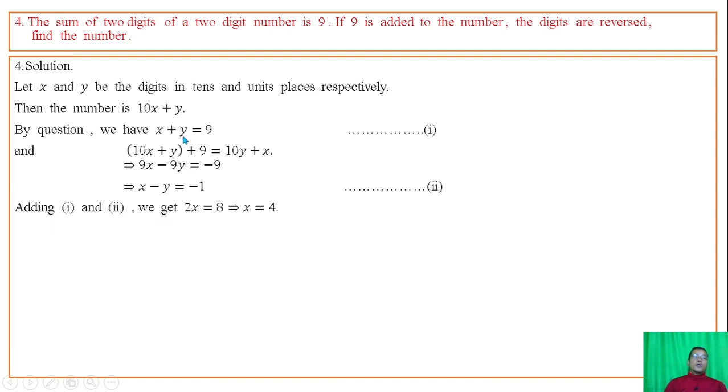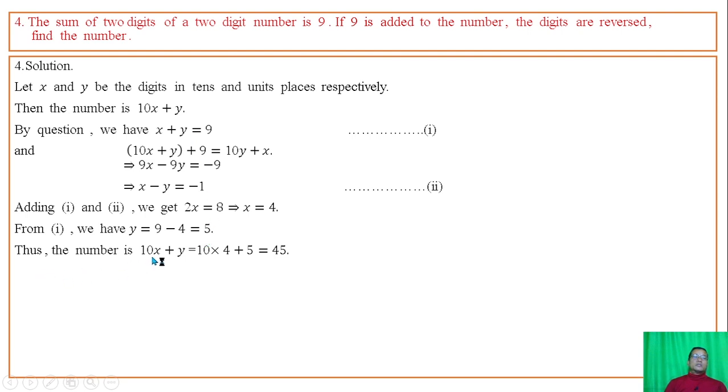Adding equations 1 and 2, plus y and minus y sum to 0, twice x is 9 minus 1, which is 8. This gives x equal to 4. From equation 1 we have y equal to 9 minus 4, that is 5.